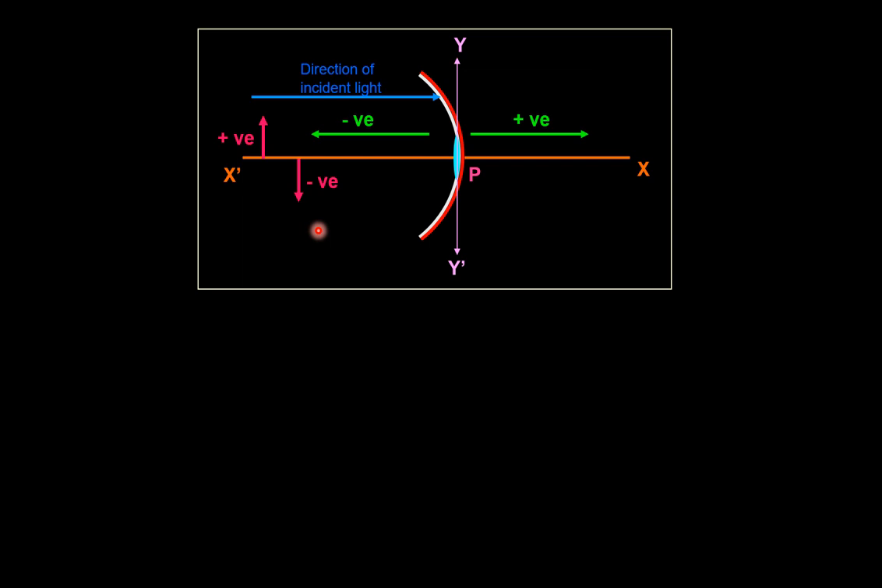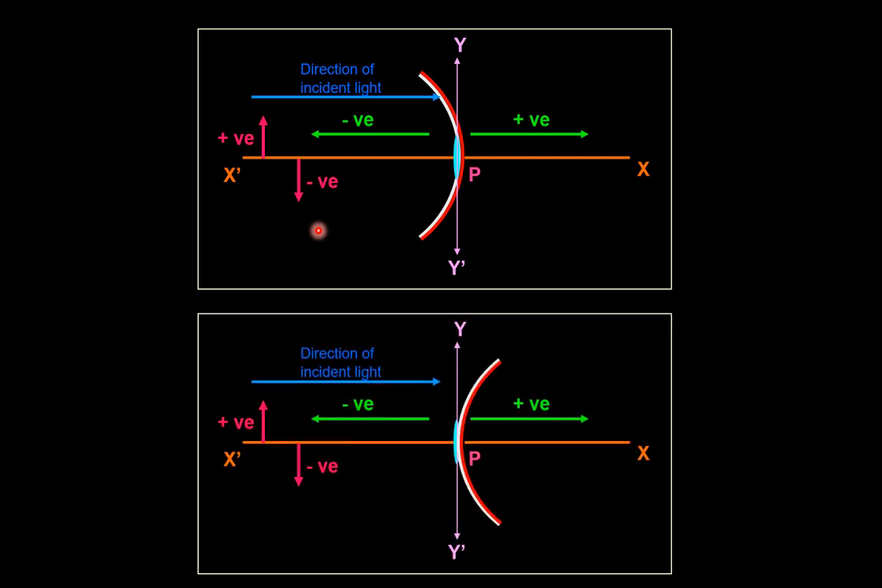In the same way, for a convex mirror also we can have the same. The direction of incident light will be from left to right. This will be the positive direction, this will be negative, this height will be positive, this will be negative. I hope these things are very clear to you.